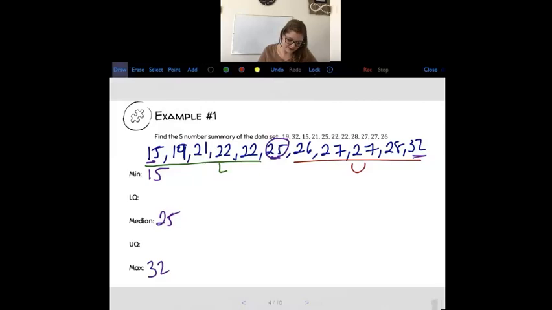The lower quartile is the median of the lower half. Maybe I'll cross these out in yellow. So 21 is our lower quartile number. And then we would do the same for the upper quartile, which would be 27. So the minimum is 15, the maximum is 32. Right in the middle is 25. Then we have the upper half of the data set, which has a median of 27, so that's our upper quartile. And our lower half of the data set has a median of 21, so that is our lower quartile.